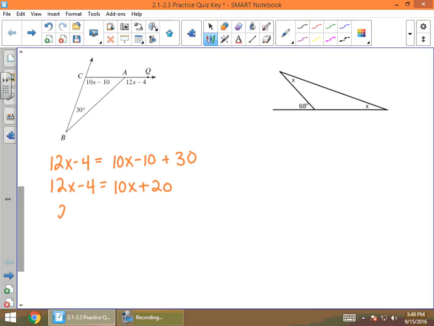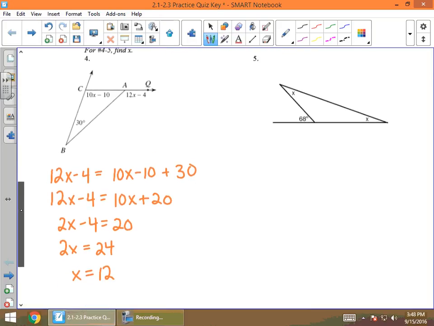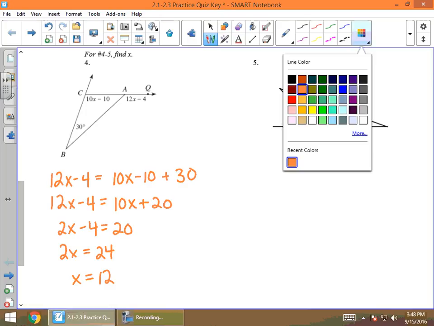Subtract 10x. Add 4. Divide by 2. And I get x to be 12. Does it ask me to find the measure of the angles? Nope, it just says find x. So x is 12.